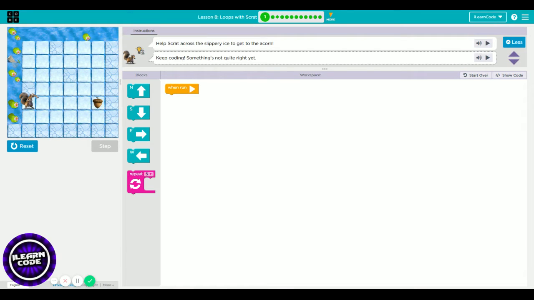Lesson 8. In this video, I'm going to show you how to complete lesson 8 using the repeat block, which is our magic block. Alright, so puzzle 1, which is level 1. You can use the repeat block or not. It's up to you because there's no requirement, but I would recommend using the repeat block.